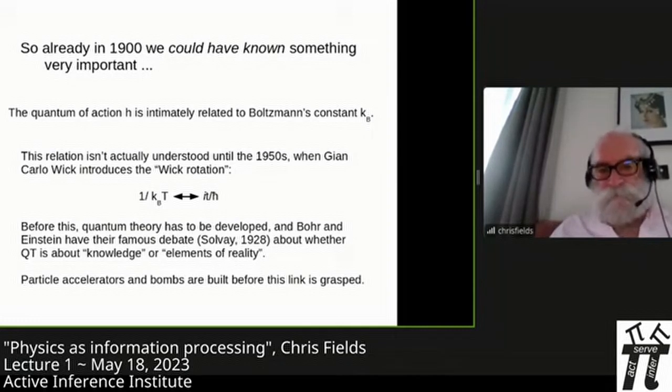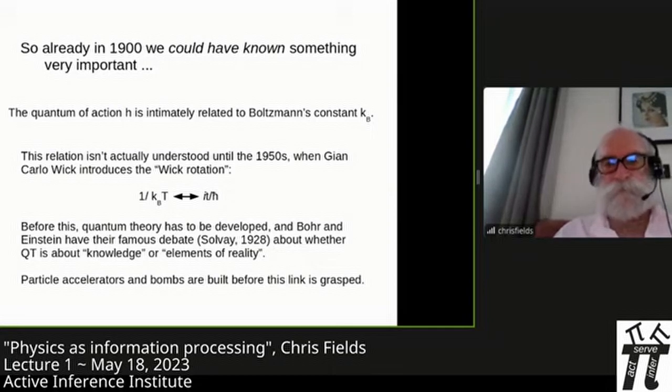And by the 1950s, a lot had happened. Quantum theory had been developed. Bohr and Einstein had had their debate. Particle accelerators had been built. The atomic bomb had been built. Nuclear physics was well on its way. So an enormous amount of practical physics had been done. Quantum theory was highly developed. People were starting to think about quantum field theory before they made this simple realization that's formulated in the Wick rotation. So this is a harbinger of things to come.